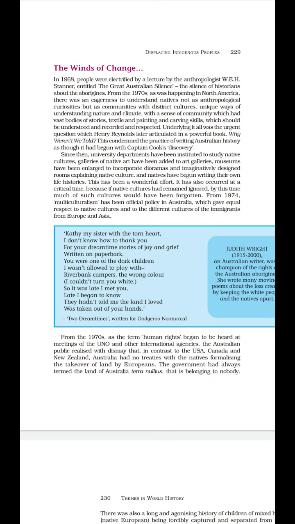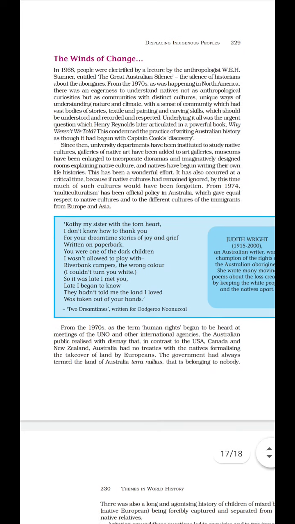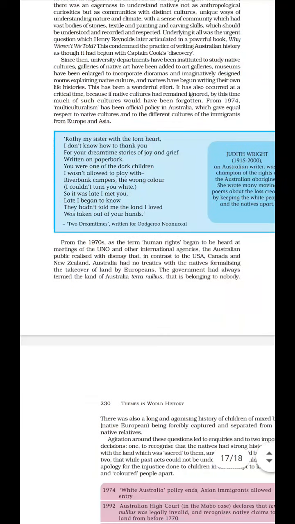that is, what was done in the past cannot be changed. But there should be a public apology for the injustice done to the children in an attempt to keep white and colored people apart. Clear? So children, we have completed our chapter.